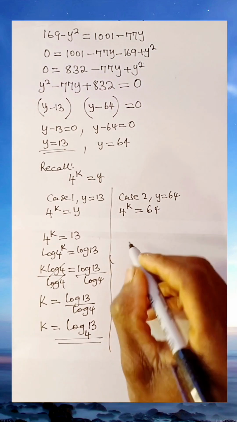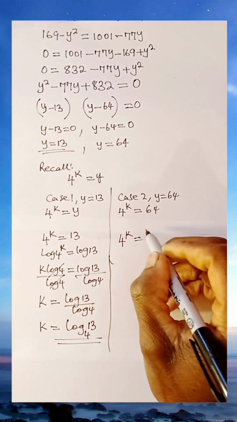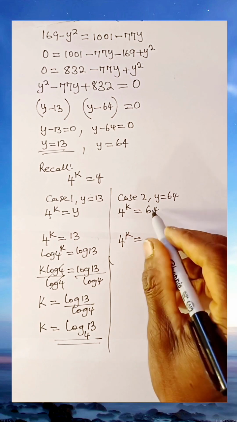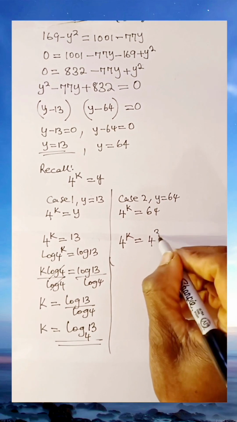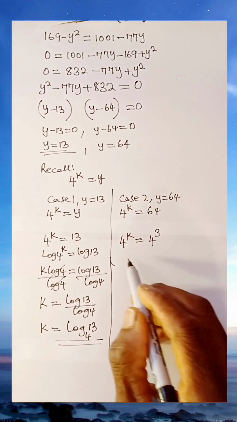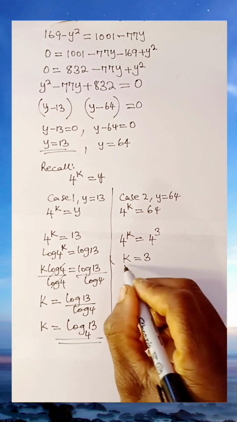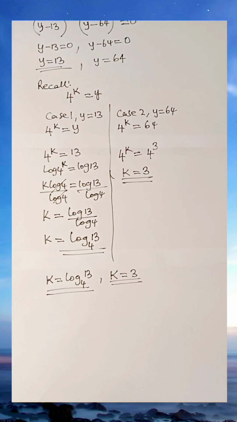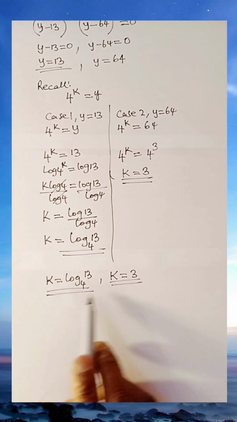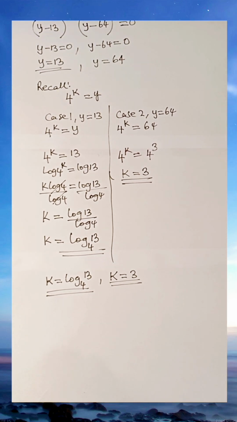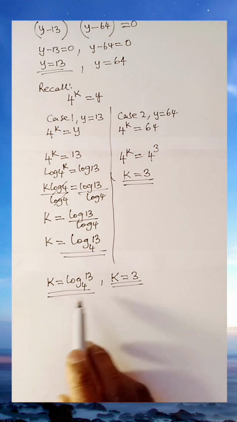In the second case, we had that 4 raised to the power of k is equal to 64, and we can express 64 as 4 raised to the power of 3. Since the bases are the same, we will equate the exponents. We have that k is equal to 3. We have two values of k. The question is, which one satisfies the equation? Now, let us verify our answer.